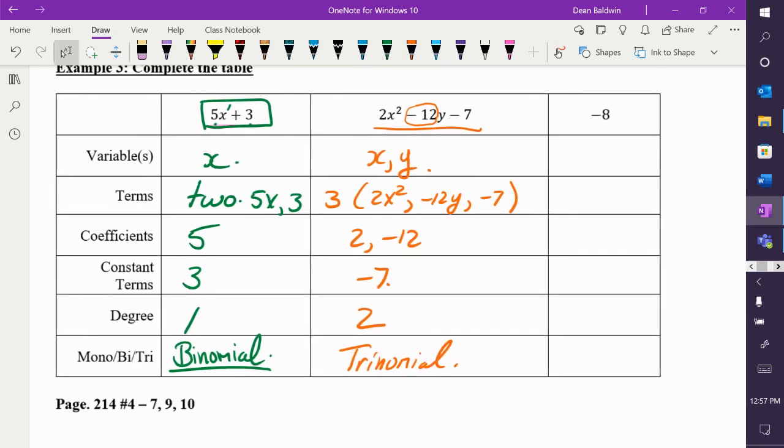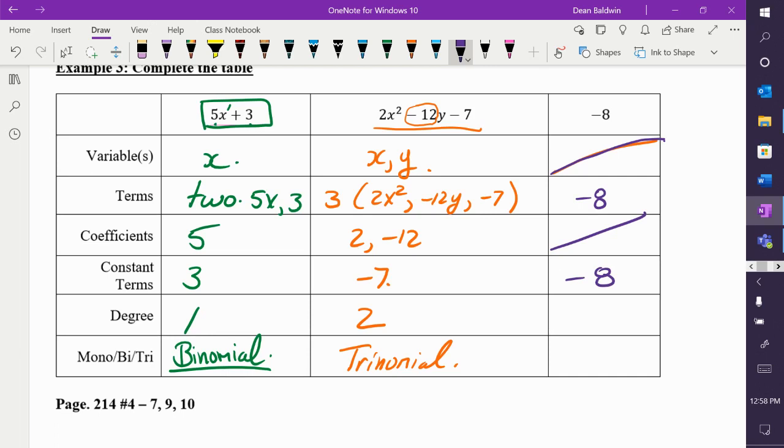All right. Last one. Negative 8. What's the variable? There is no variable. Boom. What is the term? Negative 8. There's only one of them. What's the coefficient? What is the definition of a coefficient? Number that's in front of the variable, right? Is there a variable? So is there a coefficient? What's the constant term? Negative 8. What's the degree?